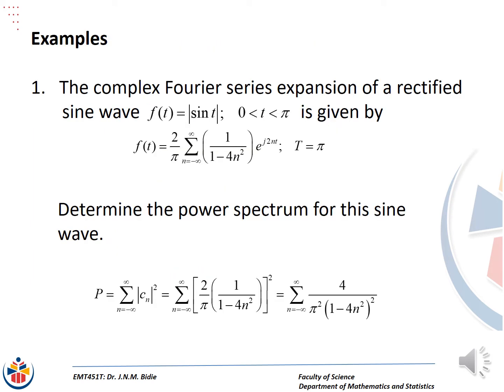Here are some examples that you can use to practice on finding the complex Fourier series as well as the power spectrum. But for this one, we were asked to find the power spectrum, and because the Fourier series has been given to us, then all we needed to do was to do this, the absolute value of Cn squared, and that's what we got as an answer.